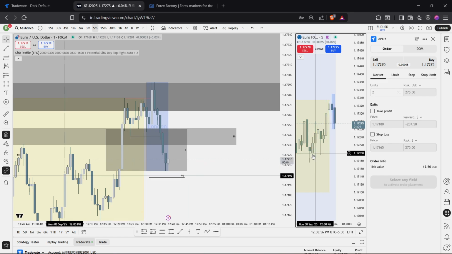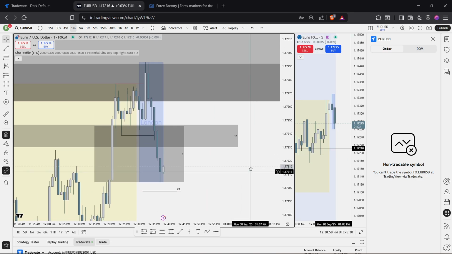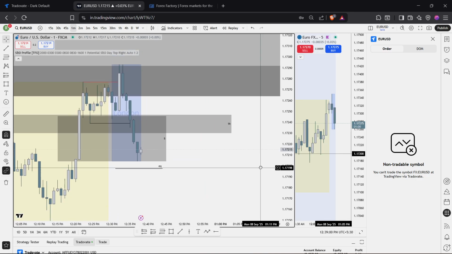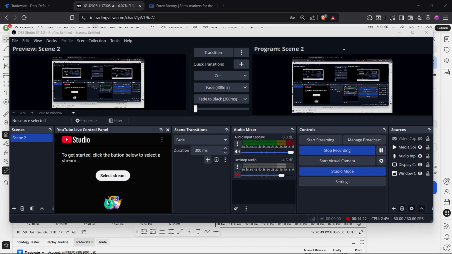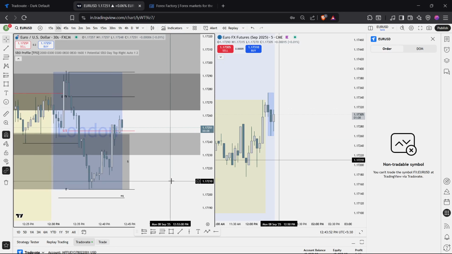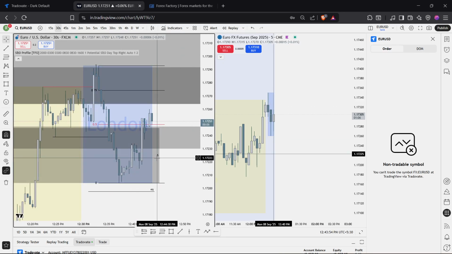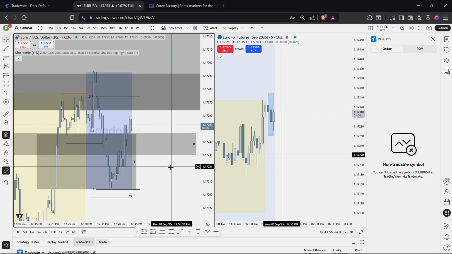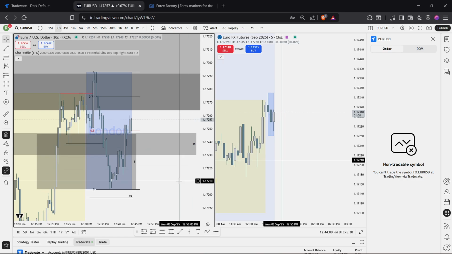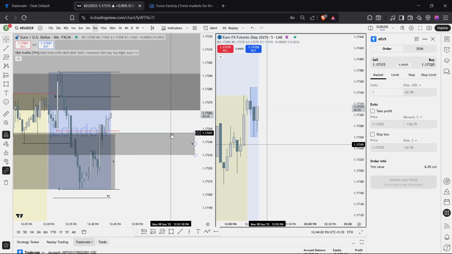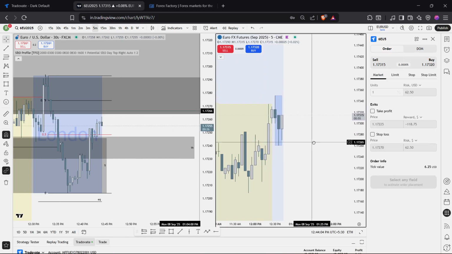I'll just pause the video, it is being too long. So yes, I might enter here. As you can see, it had officially rejected the 5 minute FVG. Just a bottom tick there, and we didn't even touch the equilibrium. So now I'm going to be entering here based on this 79 close.